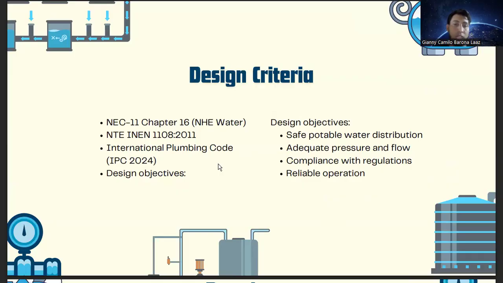1108 2011. And the other one is International Plumbing Code EPC 2024, and some design objectives, for example, safe potable water distribution, adequate pressure and flow, and compliance with regulations, and reliable operation.